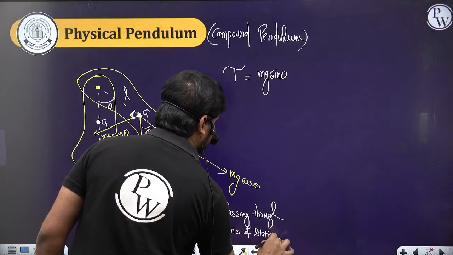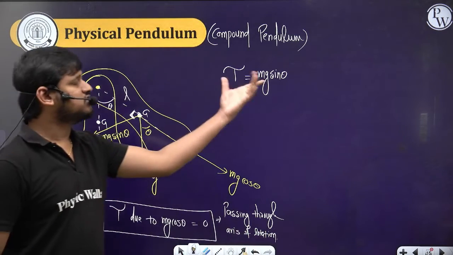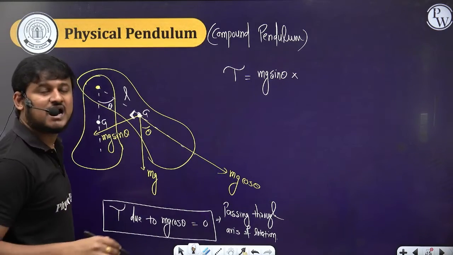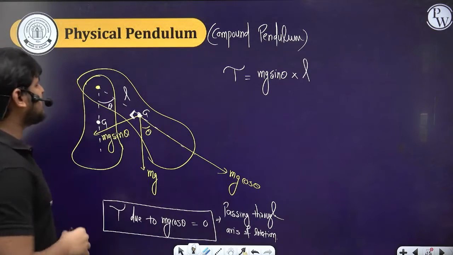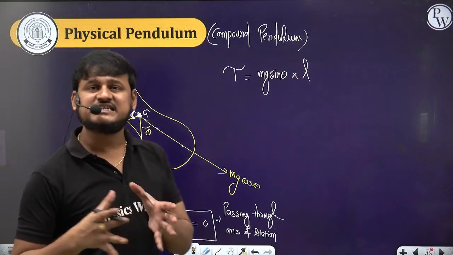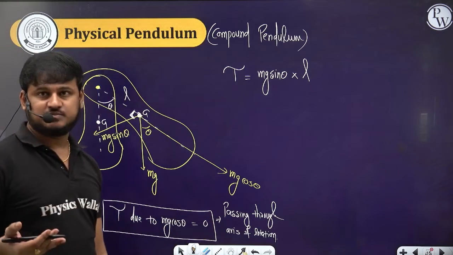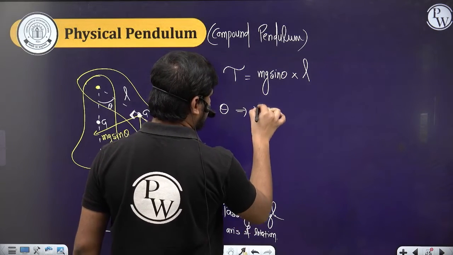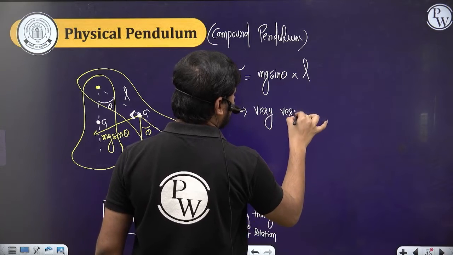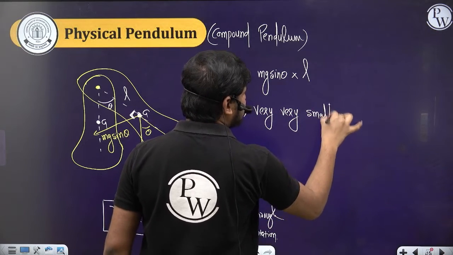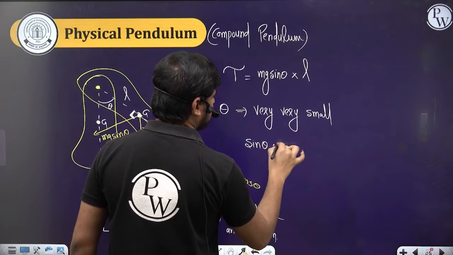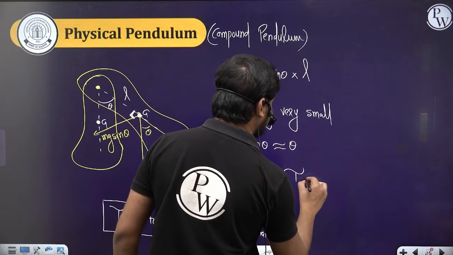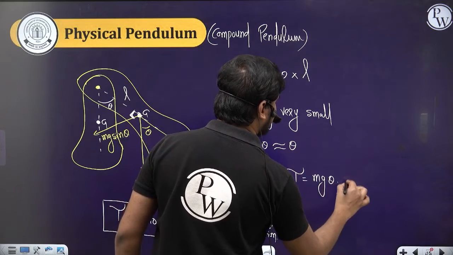Now, tau is equal to mg sin theta, multiplied by the distance r, which is L. Here we consider theta to be very, very small, a slight angular displacement. If theta is very small, sin theta tends to theta. So in place of sin theta, I am writing mg theta into L.